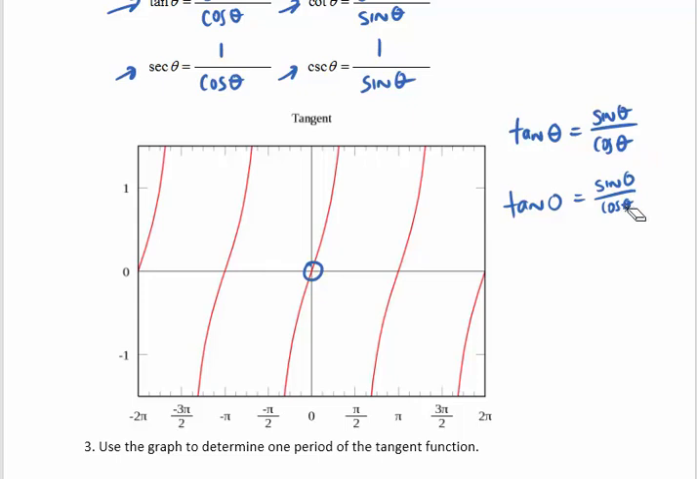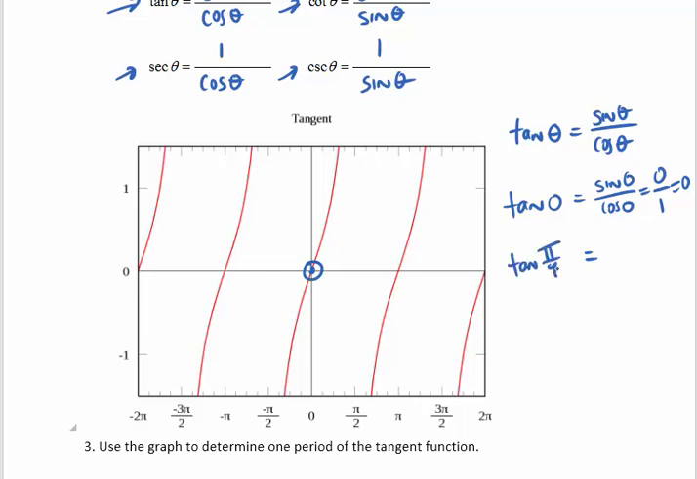I don't know why I keep doing that. Cosine of 0. Well, the sine at 0, remember, was my y coordinate, which was 0, and the cosine is 1. So I get 0 over 1, which just equals 0, and you can see that's why we're getting this point here.